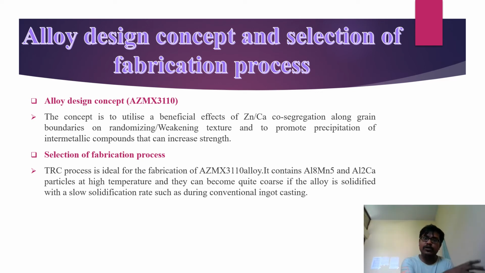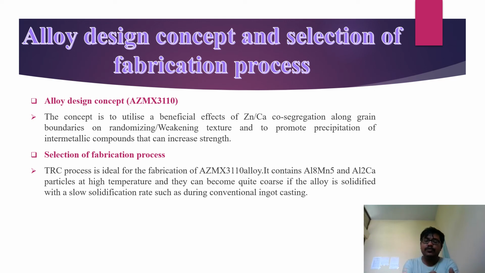So when no aluminum is reacting with the calcium, all of the calcium is available to get segregated along the grain boundaries. Almost all of the calcium is now getting segregated along the grain boundaries, and at the same time, the intermetallic compound Al8Mn5 is forming inside the grain. A very minute amount of Al2Ca is also formed inside the grain. So we are getting the effect of both things. We are improving formability, and at the same time we are maintaining the yield strength of the magnesium alloy.